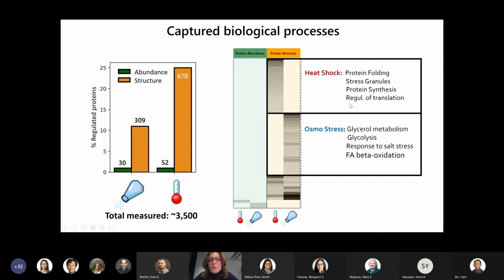And these terms boil down to many of the known suspects. So for heat shock, we detected terms that were linked to protein folding, the formation of stress granules, protein biosynthesis, and the regulation of translation, and this is known to be regulated under conditions of heat shock. Under the osmotic stress condition, we detect different GO terms, for example, glycerol metabolism and glycolysis, and that's the pathway I've shown you on the previous slide. Then the response to salt stress, which is connected to that, and fatty acid beta oxidation.